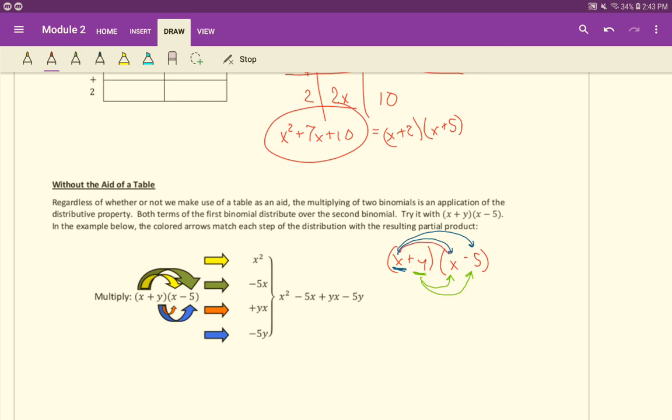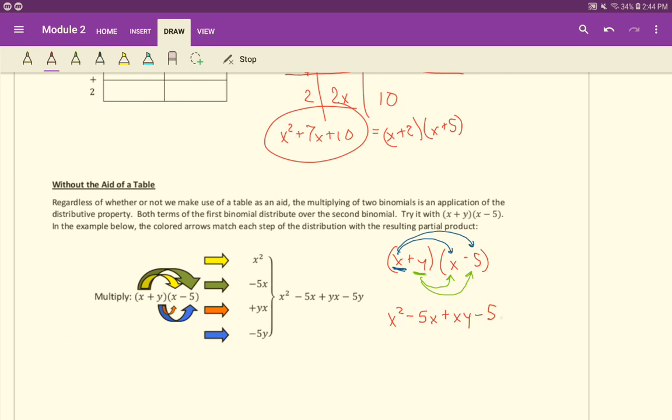So the x times the x would be x squared. The x times the minus 5, minus 5x. The y times the x, that's going to be xy, or yx, however you want to write it. And then y times negative 5 will be minus 5y.